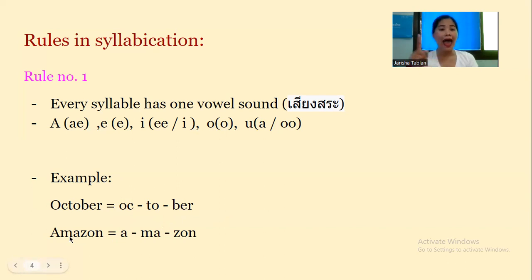A, a, o. Amazon. How many syllables are there in the word Amazon? There are 3. Why? Because there are also 3 vowel sounds. A, ma, zon. All right? Very easy, right?